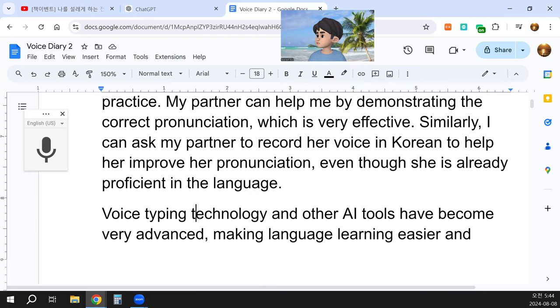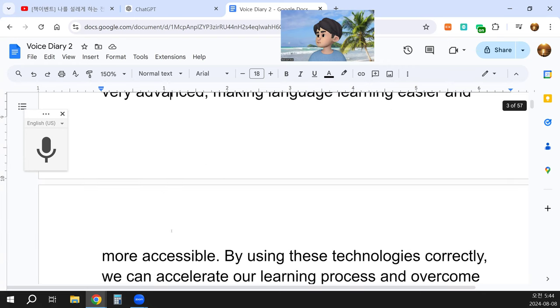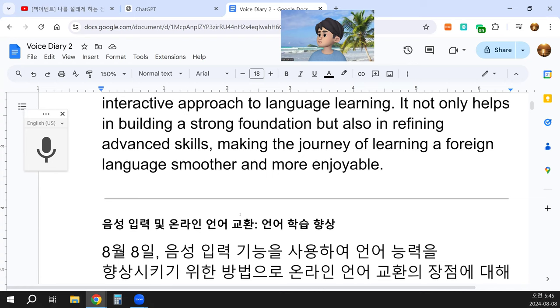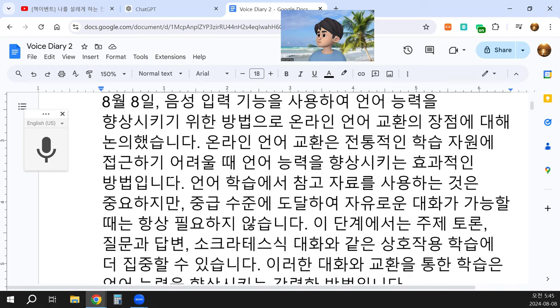Voice typing technology and other AI tools have become very advanced, making language learning easier and more accessible. By using these technologies correctly, we can accelerate our learning process and overcome challenges like pronunciation and listening comprehension. In conclusion, online language exchange combined with modern tools like AI provides a comprehensive and interactive approach to language learning, not only helping in building a strong foundation, but also in refining advanced skills and making the journey of learning a foreign language smoother and more enjoyable.